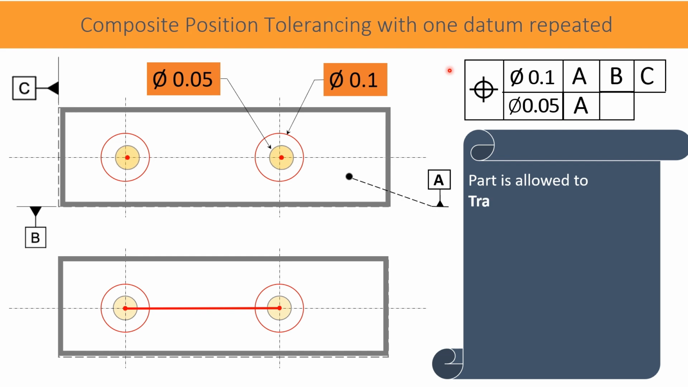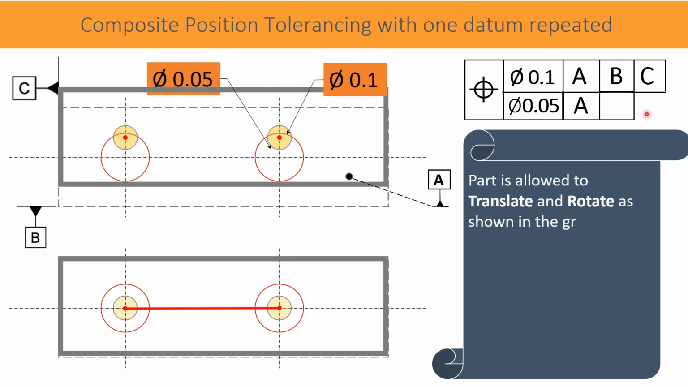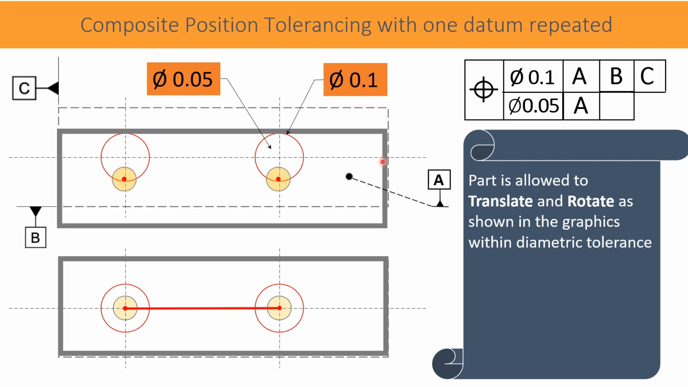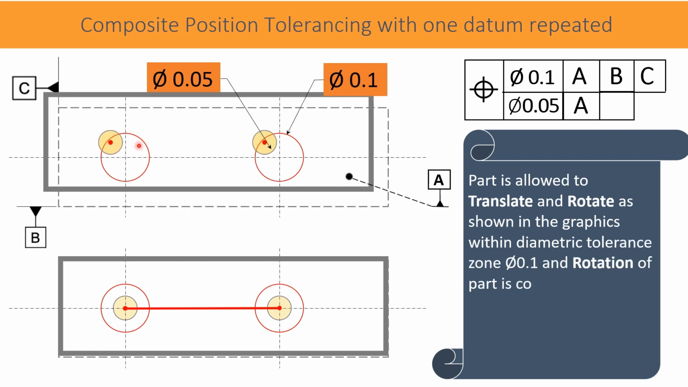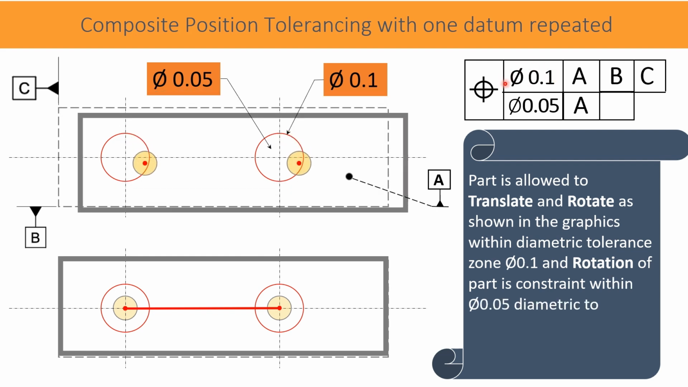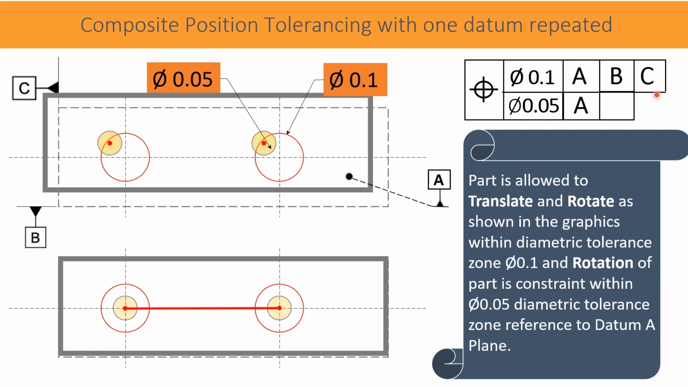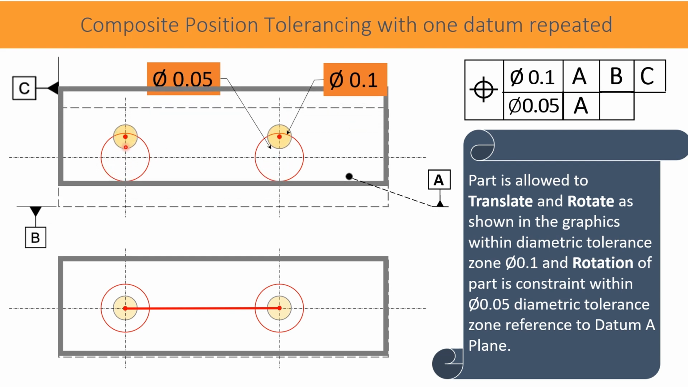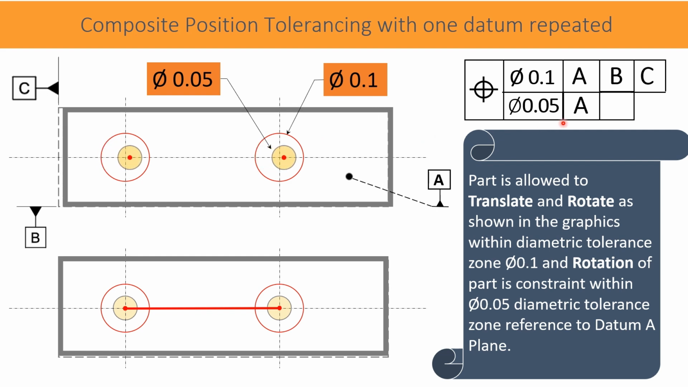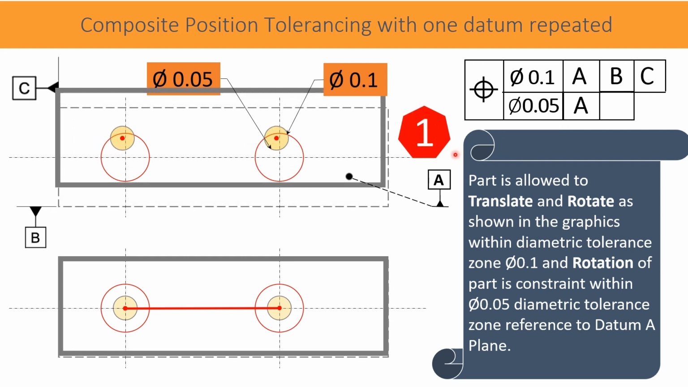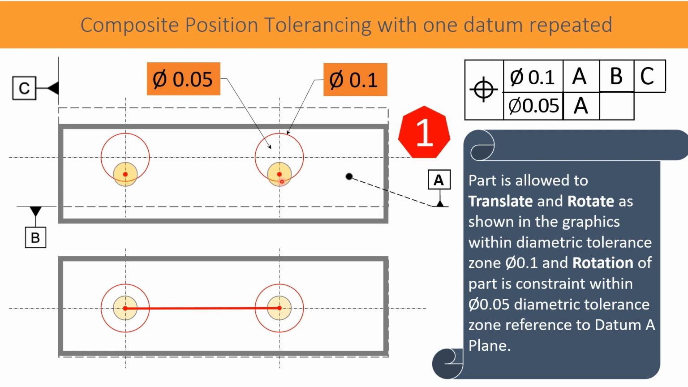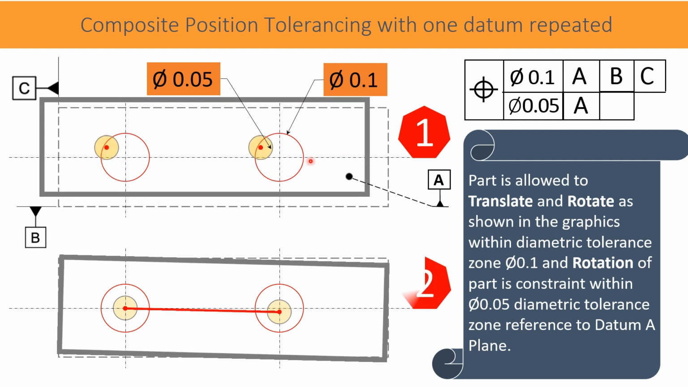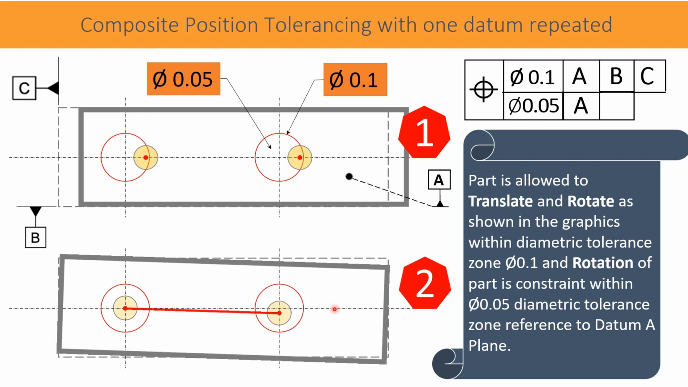In the example of a composite positional tolerance zone frame, a part, which is a pattern of two holes, can be located within a diametric tolerance zone of 0.1 relative to datums A, B and C, as given in the upper segment of the frame. The part or pattern of holes can be translated and rotated within 0.1. The animation in figure 1 shows how the part can be translated linearly in the x and y directions. In figure 2, it is shown how the part or pattern of holes can be rotated.